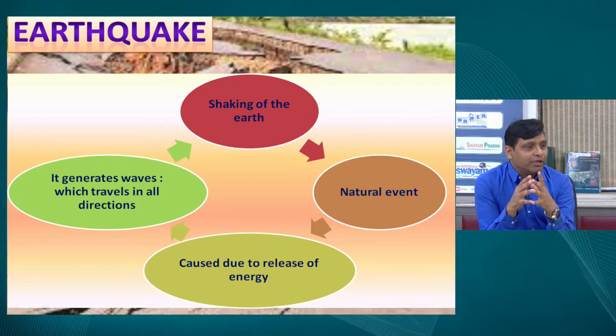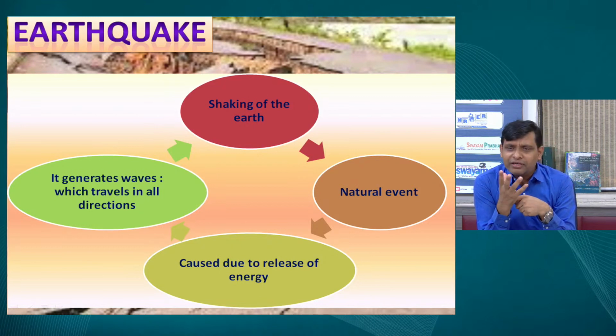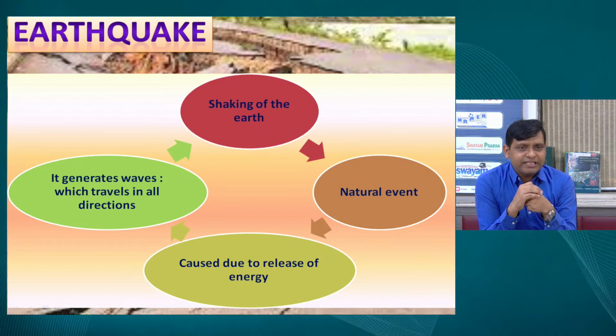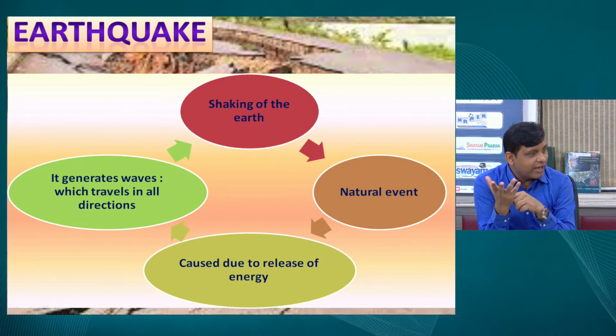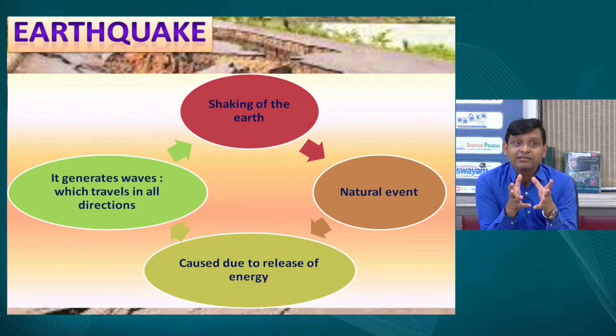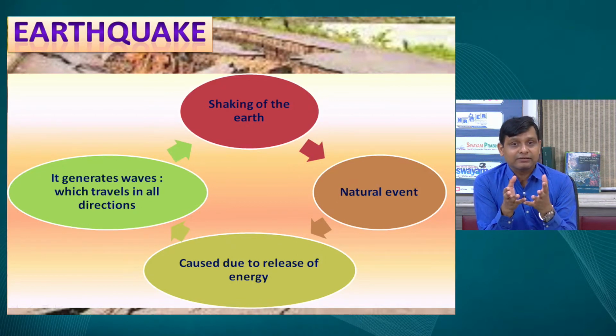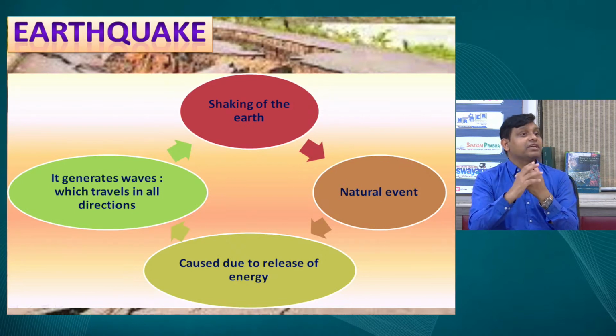Let me give one example. We must have seen the movie Parmanu. If we see when we did that nuclear explosion, what happened? The earth shook. There was a massive earthquake which developed. So that means man-made causes are really dangerous for the earth, and they are leading to changes inside the interior of the earth.